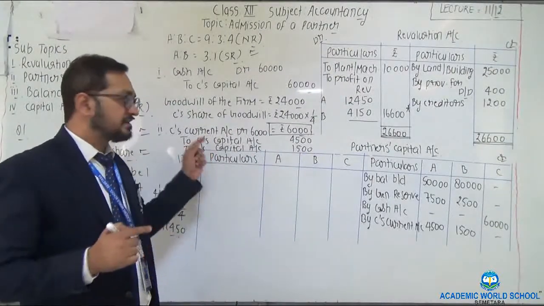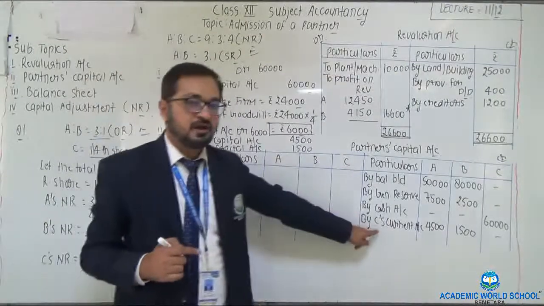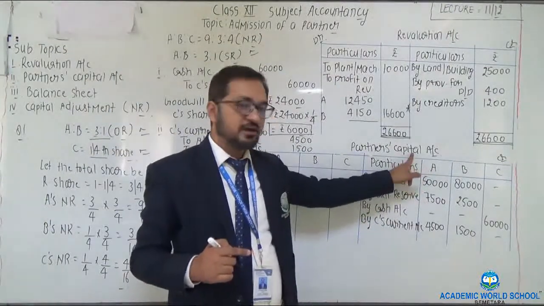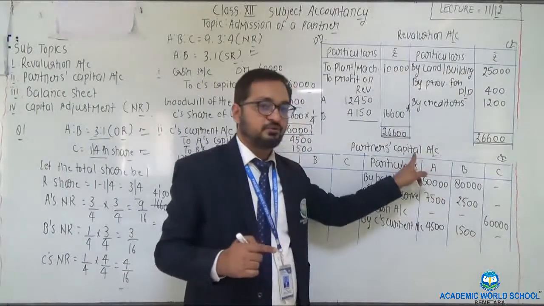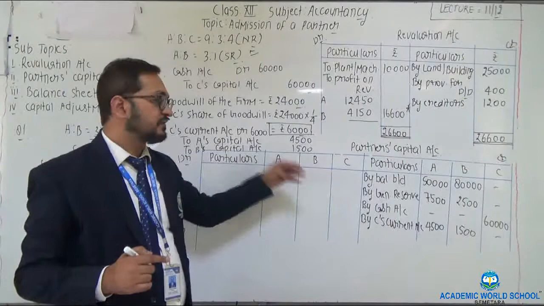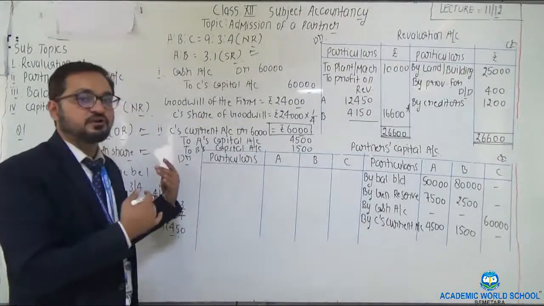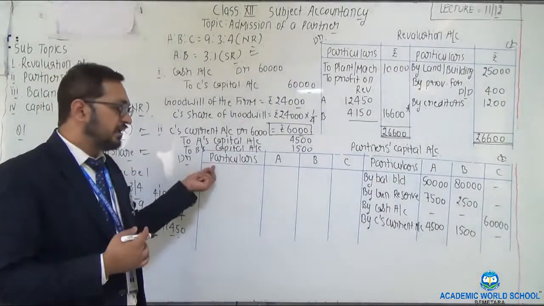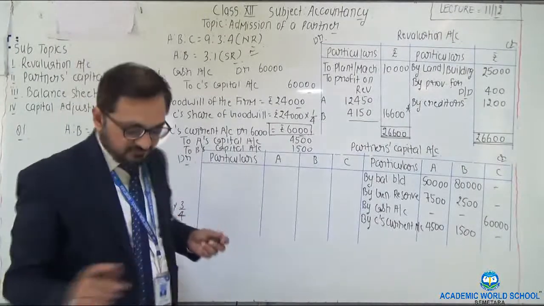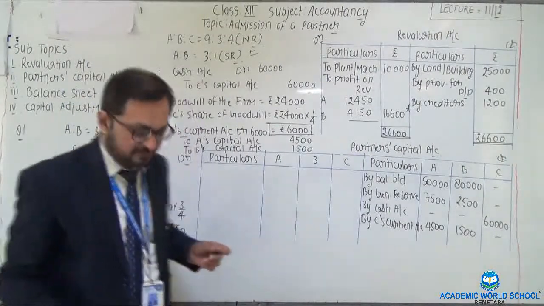So on the credit side, write "By C's current account", amount to be placed on the credit side of A's capital account and B's capital account. This is not a current account, that is why this entry is not to be placed on the debit side by writing "To A, to B". Clear? After this, we need to solve the capital adjustment.